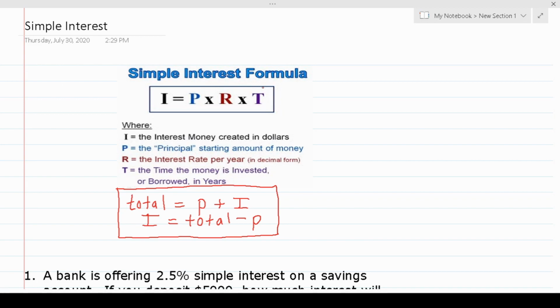Again, on the ASVAB, you're not allowed to use a calculator or a reference sheet. And so in light of that, you do have to commit this formula to memory, and you have to be able to do all the arithmetic involved with finding simple interest.